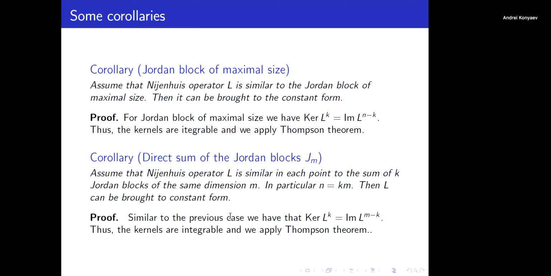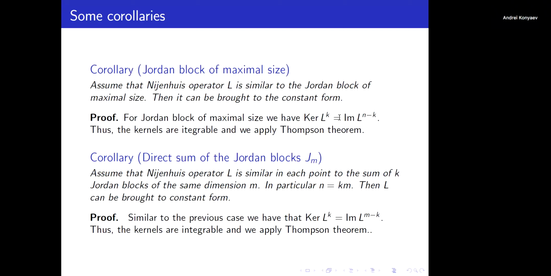So that completes the proof. The corollaries then are really nice. The first one is that a Jordan block of maximal size can always be brought to constant form. Many people in different contexts have proven this theorem, and there are different proofs. But here we get it from the following fact. You see, the kernel of the operator in some power is just the image of the power n minus that power, right? Because that's how you construct the Jordan block.